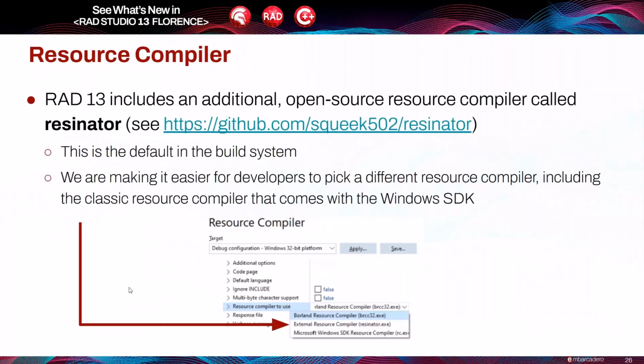The resource compiler, even though you can still use the default one. A resource, in case you don't know, is the way you embed binaries or other files inside your executables. By default, as we can see down here, we have the BRCC32, which is the Borland resource compiler. But now we're offering as well an extra one called Resonator that is open source. And you can choose whichever you want. This is for specific edge cases, people attaching complex resources to their binaries. So now you have multiple options. And also, if you have the Windows SDK installed, you can even use the Microsoft Windows SDK resource compiler as well.